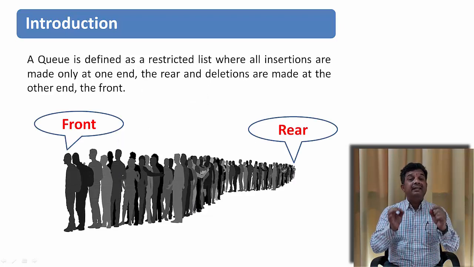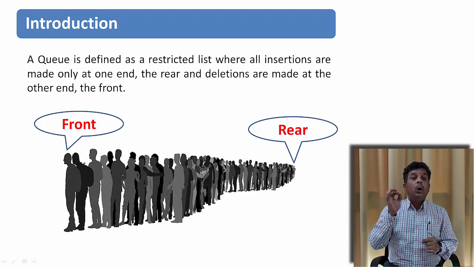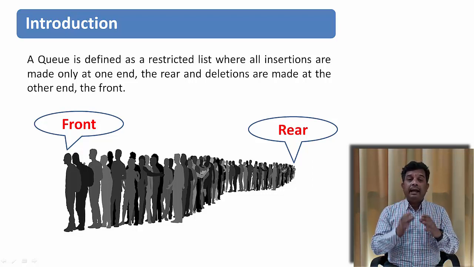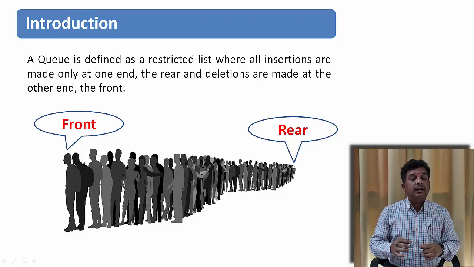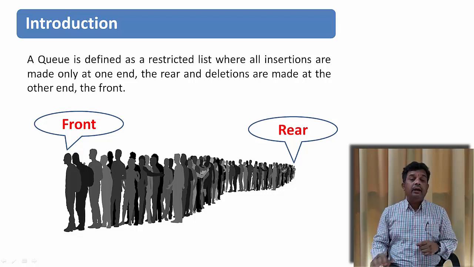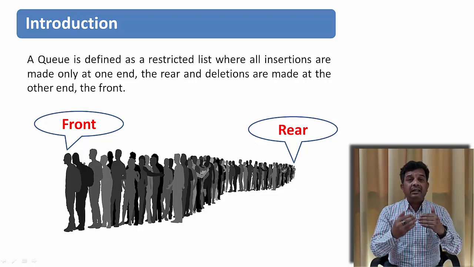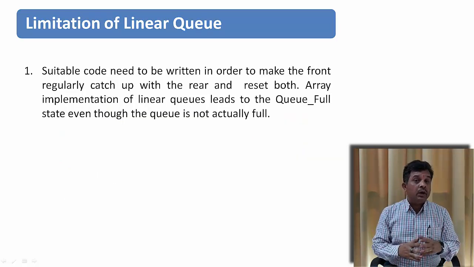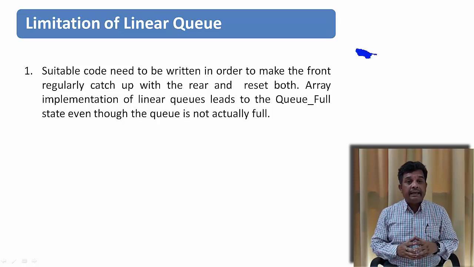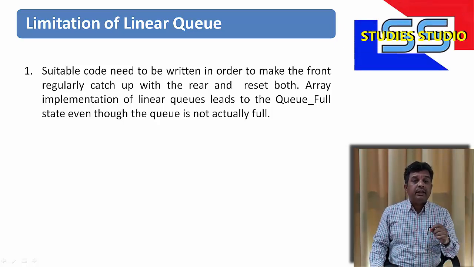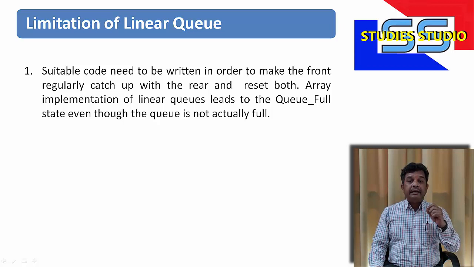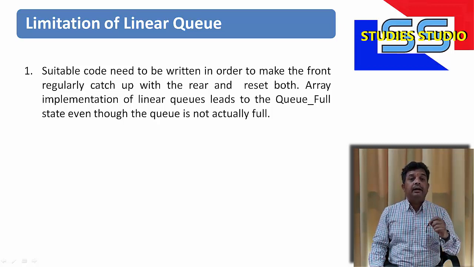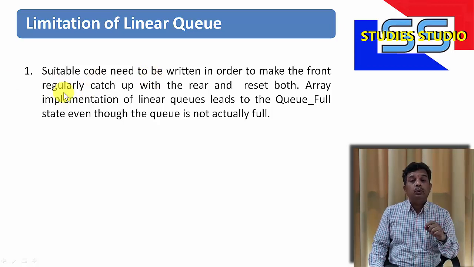So what is the definition of a queue? A queue is defined as a restricted list where all the insertions are done at one end, called the rear end, and all the deletions are done at the other end, called the front end. But what are the basic limitations that we get from a linear queue? This definition is the definition of a linear queue. The basic limitation is that suitable code needs to be written in order to make the front regularly catch up with the rear and reset both.